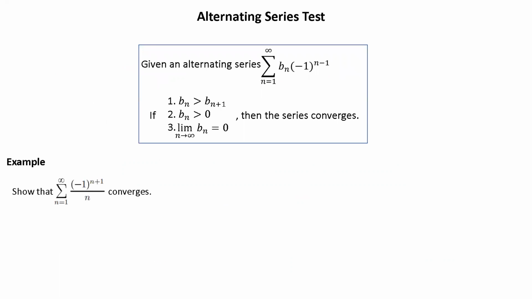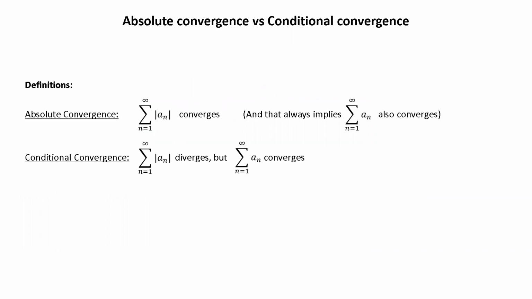So for this one, what do you see? The first criterion is satisfied, because b_n is 1 over n, and b_(n+1) is 1 over n plus 1, right? The second one also is satisfied, and the third one also is satisfied: 1 over n, as n tends to infinity, goes to 0. So the alternating harmonic series is a convergent series, but the regular harmonic series is a divergent series.